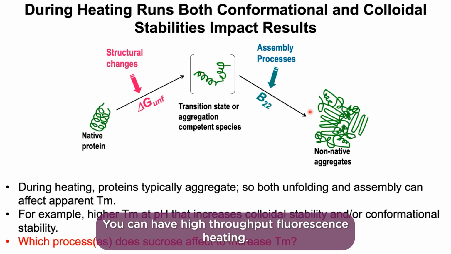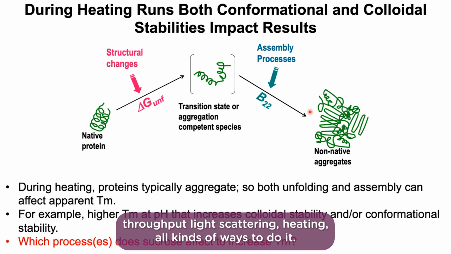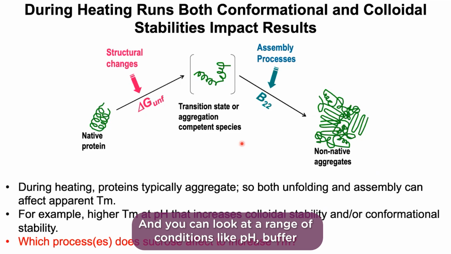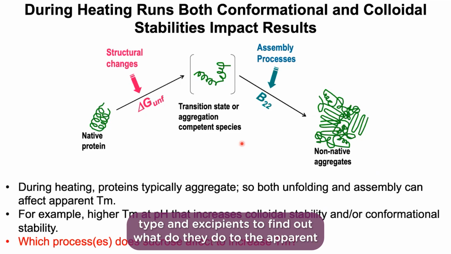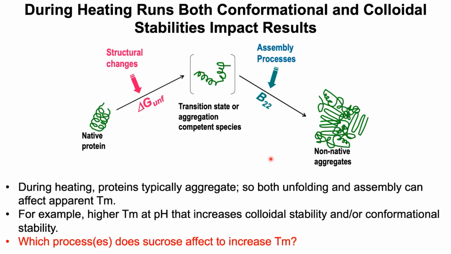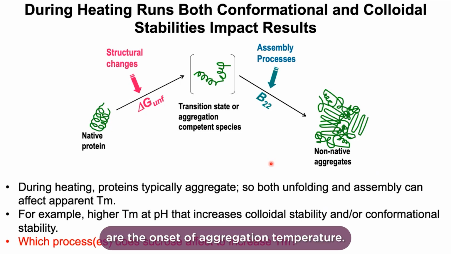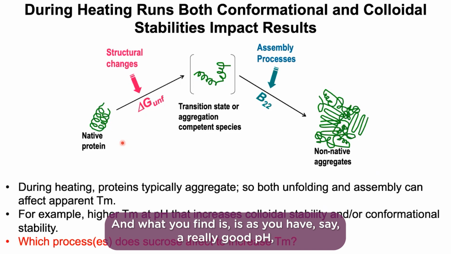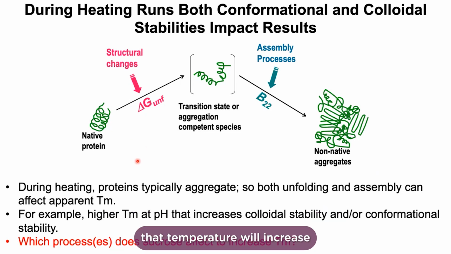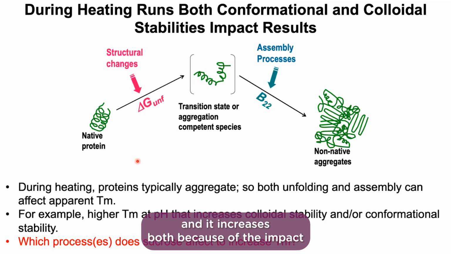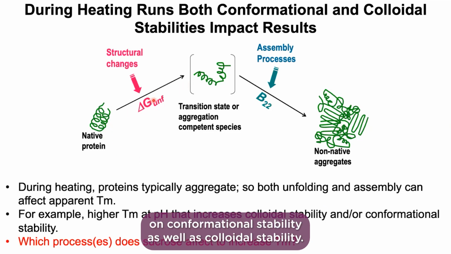You can have high throughput fluorescence heating, you can have high throughput light scattering heating, all kinds of ways to do it. And you can look at a range of conditions like pH, buffer type, and excipients to find out what they do to the apparent thermal transition temperature, so-called Tm, or the onset of aggregation temperature. And what you find is, as you have, say, a really good pH, that temperature will increase. And it increases both because of the impact on conformational stability as well as colloidal stability.